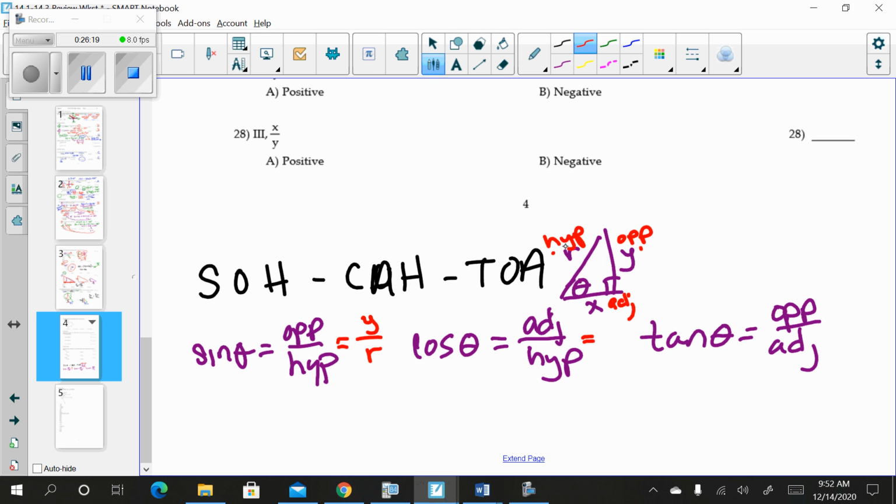Cosine is adjacent over hypotenuse. So that's X over R. And then tangent is opposite over adjacent. Remember, it's the same as slope. So Y over X, like rise over run.